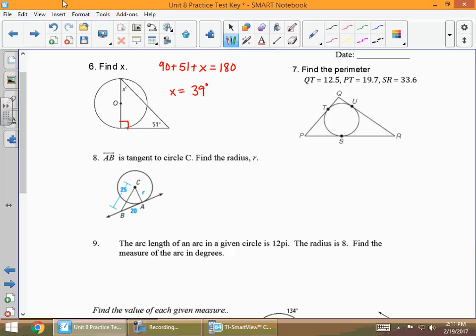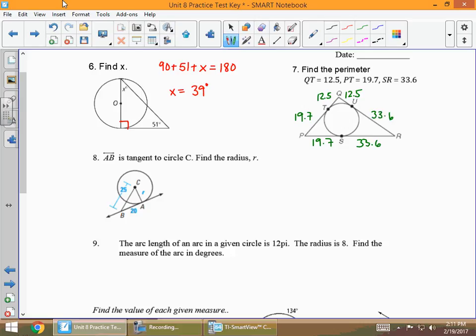All right, number 7 wants us to find the perimeter. So it says that QT is 12.5, which means QU is also 12.5, because we know that from any point outside of a circle, any two tangents from the same point are always equidistant. It says that PT is 19.7, which means PS is also 19.7. And it says that SR is 33.6, which means UR is 33.6.